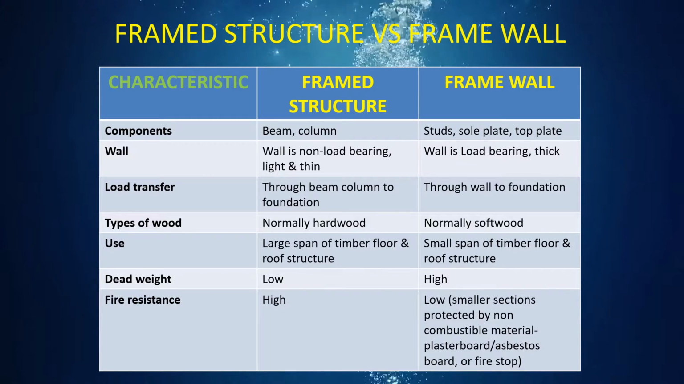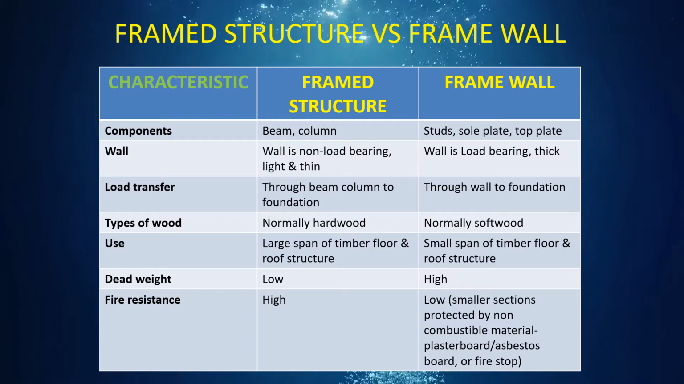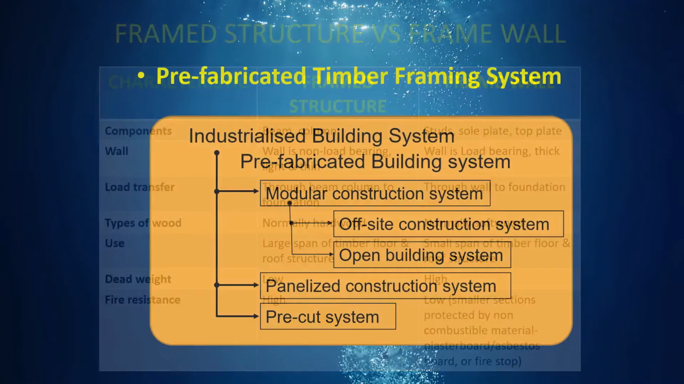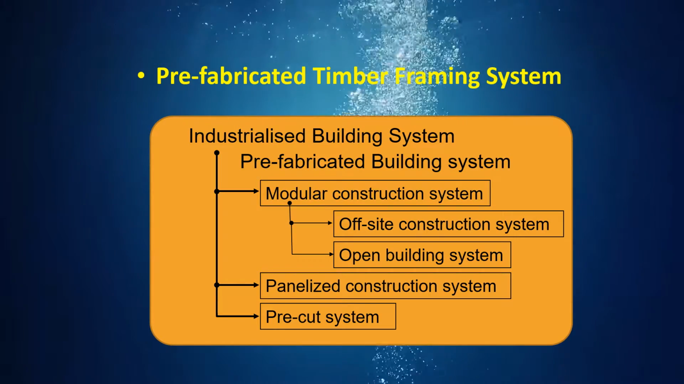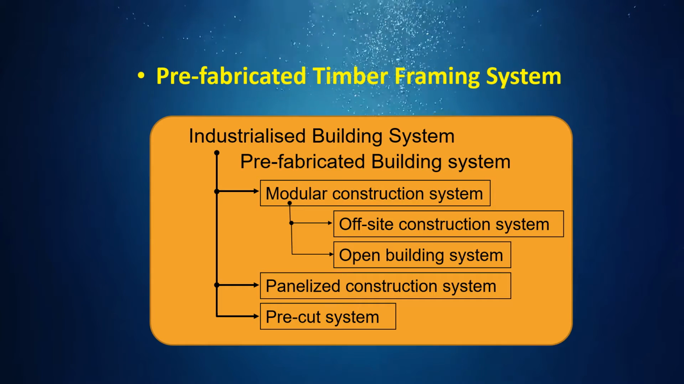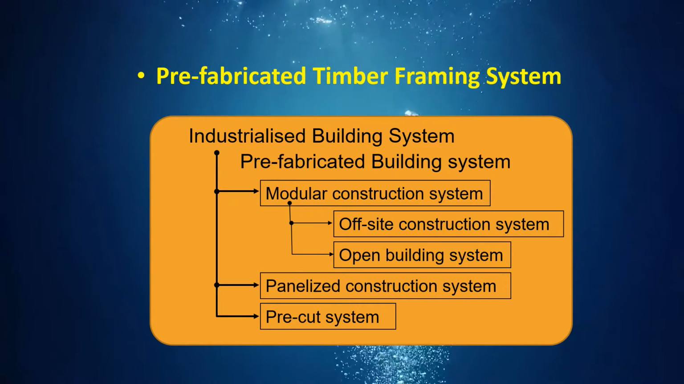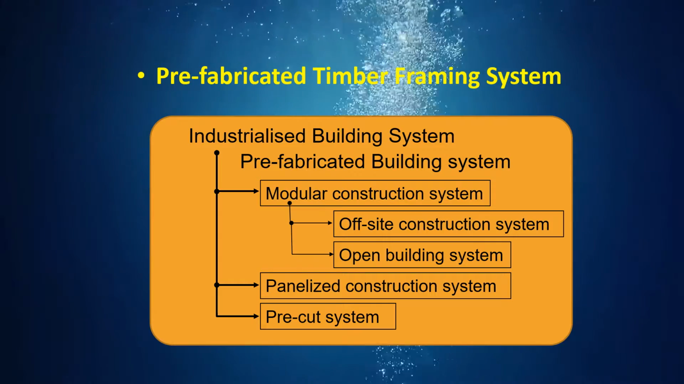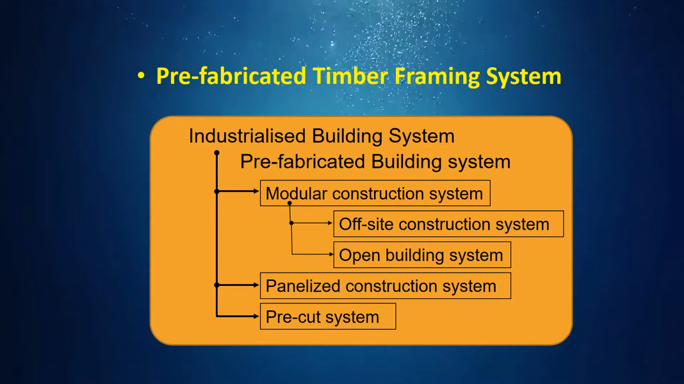As you can see in the table, these are the different characteristics between frame structure and frame wall. Prefabricated timber framing system can be divided into three categories. Number one, modular construction system. Number two, panelized construction system. And number three, pre-cut system.